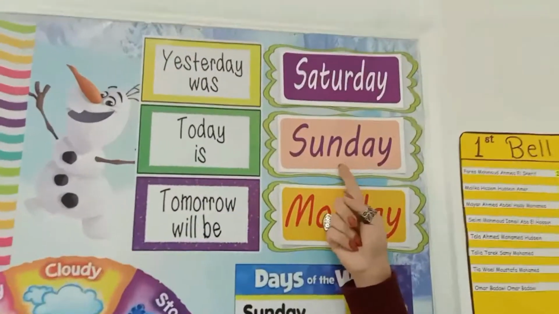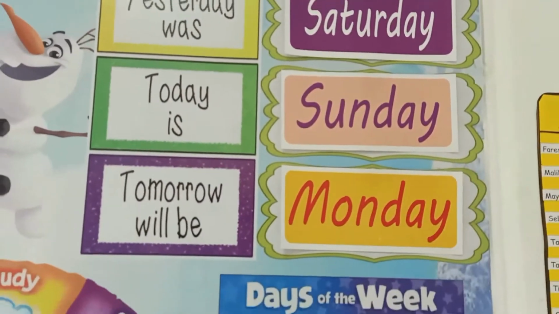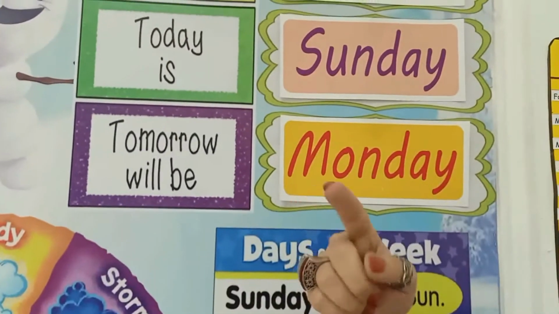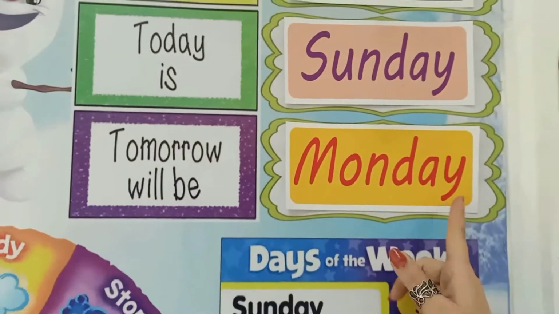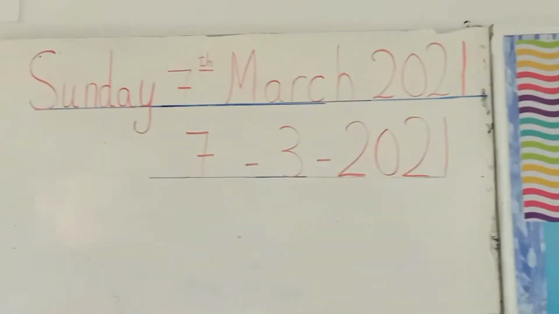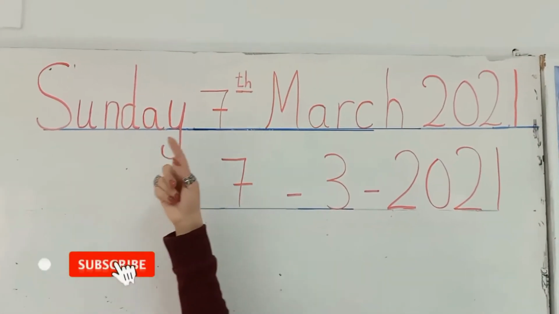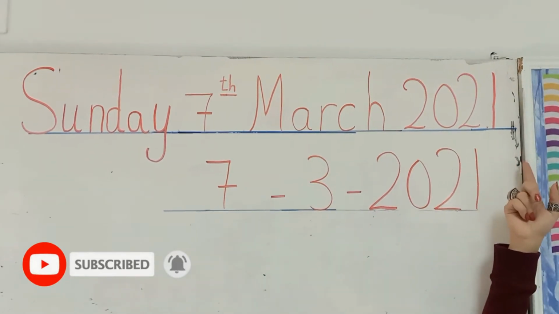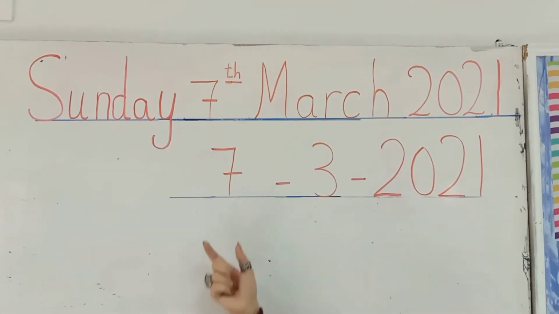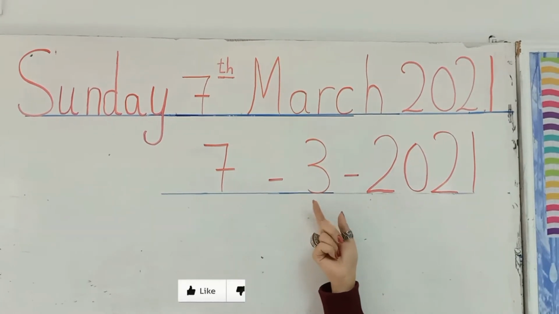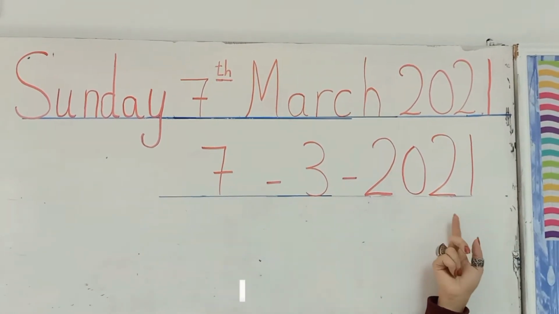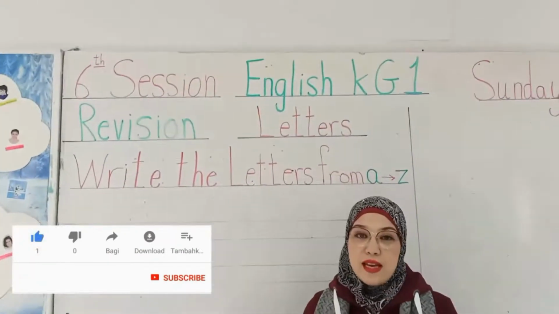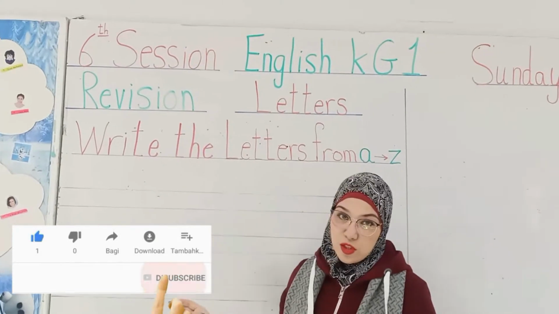Today is Sunday. Yesterday was Saturday. Tomorrow will be Monday. Our long date for today is Sunday, 7th of March, 2021. Our short date is 7-3-2021. Today we are going to start our Success English Revision session.